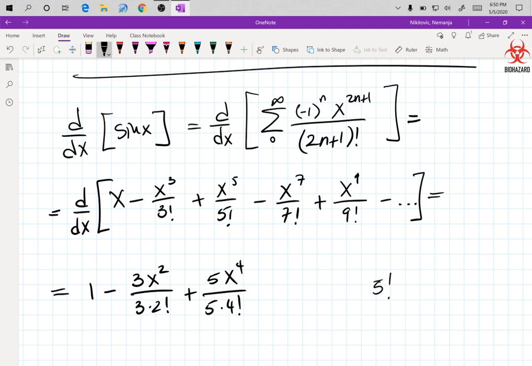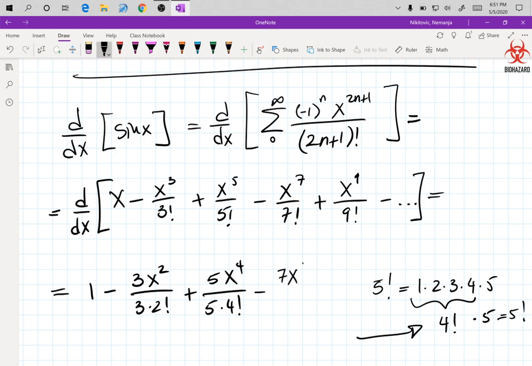What is 5 factorial? It's 1 times 2 times 3 times 4 times 5. Well, these puppies are 4 factorial, and then there is that 5 at the end to make it into a 5 factorial. When I say peel off 1, that's exactly what I'm talking about. You peel off just the last multiplication, and then everything before that is the previous factorial. So minus 7x to the 6, peel off a 7, and you have 6 factorial left. So it's just the standard stuff.